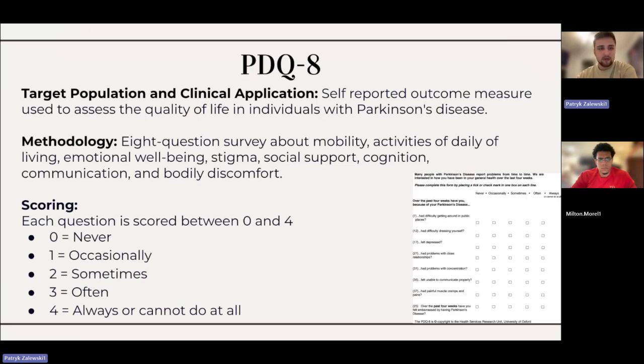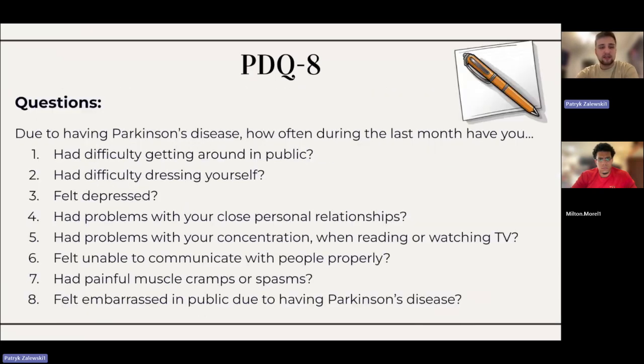So the questions in the survey are, due to having Parkinson's disease, how often during the last month have you had difficulty getting around in public, had difficulty dressing yourself, felt depressed, had problems with your close relationships, had problems with your concentration when reading or watching TV, felt unable to communicate with people properly, had painful muscle cramps or spasms, or felt embarrassed in public due to having Parkinson's disease. And again, these questions are scored 0 to 4.